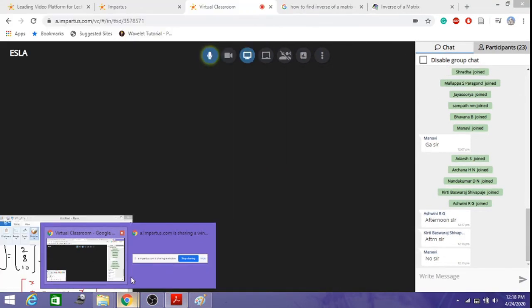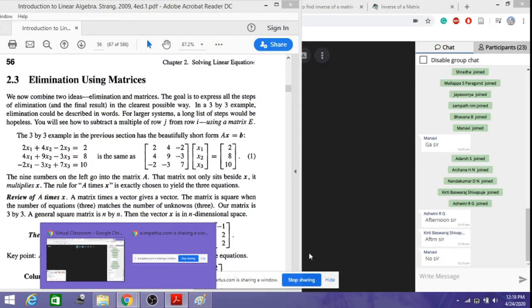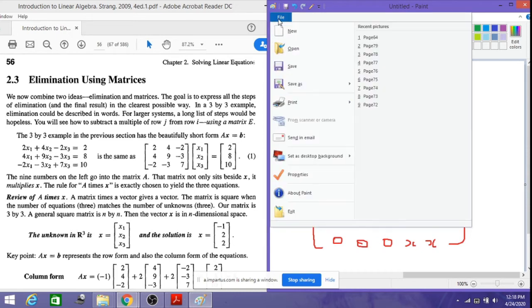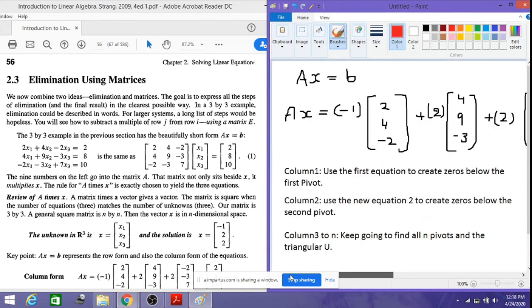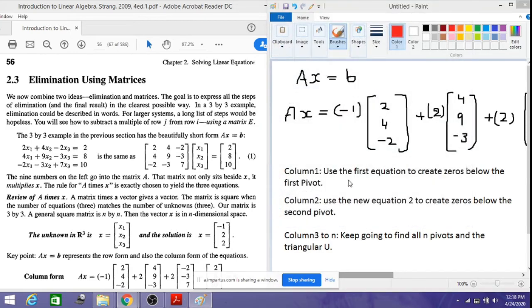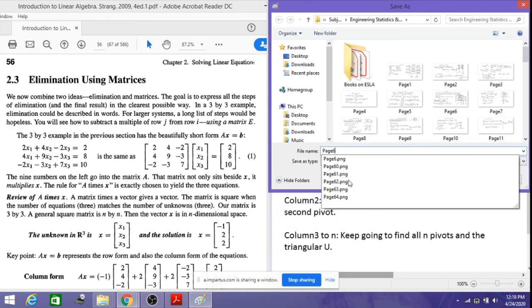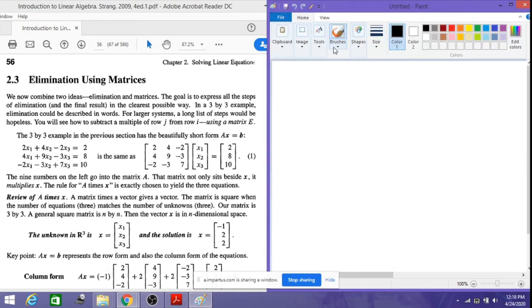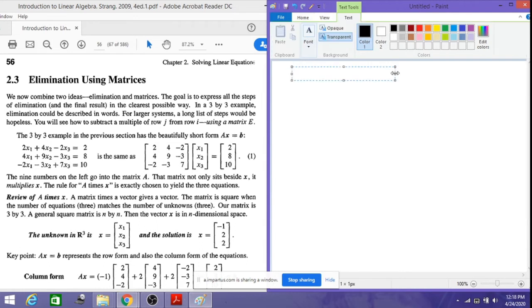Now we have seen this elimination process using the equation method. Now we will try to see this elimination process with the help of matrices. We will represent all of these in the form of a matrix. So let me give the heading, save this page here: Elimination using matrices.